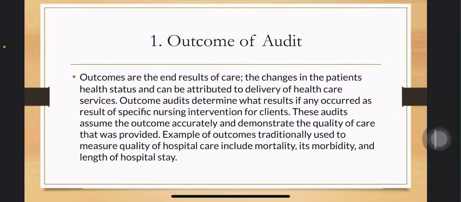So, what is the outcome audit? Outcomes are the end results of care, the changes in patients' health status, and can be attributed to the delivery of the healthcare services. Outcome audits determine the results, if any occurred, as a result of the specific nursing intervention for clients. These audits assess the outcome accurately and demonstrate the quality care that was provided. Examples of outcomes traditionally used to measure quality of hospital care include mortality, morbidity, and the length of hospital stay.